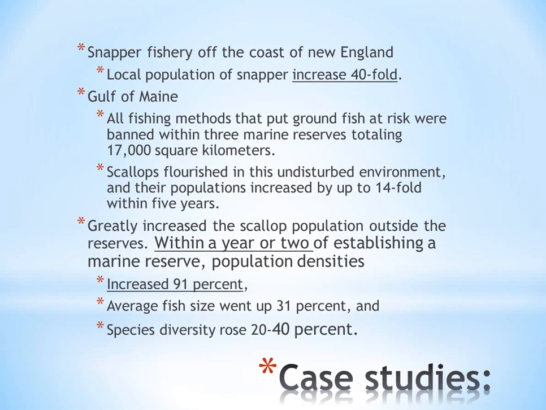Gulf of Maine. All fishing methods that put ground fish at risk were banned within 3 marine reserves totaling 17,000 square kilometers. Scallops flourished in this undisturbed environment, and their populations increased by up to 14-fold within 5 years. Greatly increased the scallop population outside the reserves. Within a year or two of establishing a marine reserve, population densities increased 91%, average fish size went up 31%, and species diversity rose 20 to 40%.